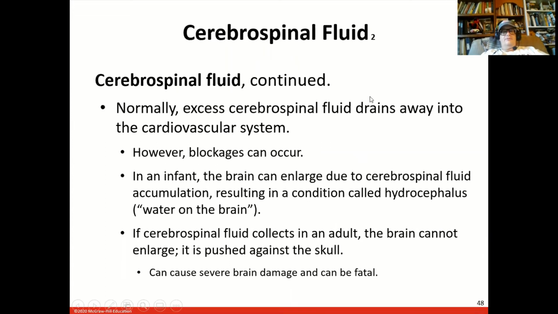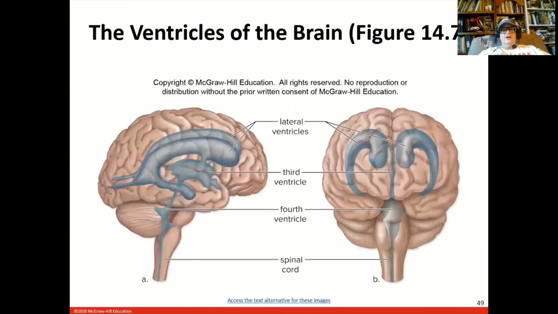So excess cerebrospinal fluid is usually drained away into the cardiovascular system. If you get a block and you're an infant, because the skull is still soft, the brain can enlarge, push on the skull, and cause this huge head they call hydrocephaly. If you're an adult, your skull can't swell to accommodate the brain. So the brain gets pushed up against the skull and it can cause brain damage and can kill you. So no blockage is wanted in cerebrospinal fluid. Bad.